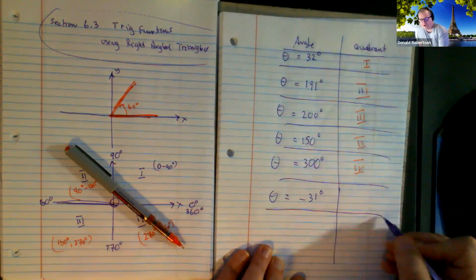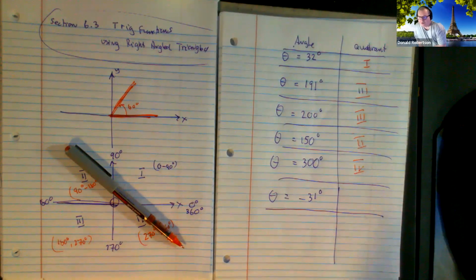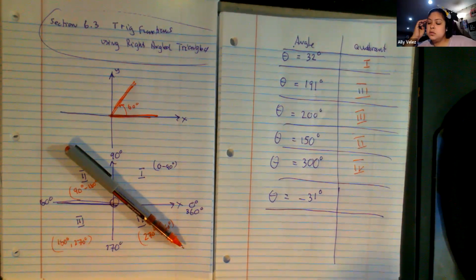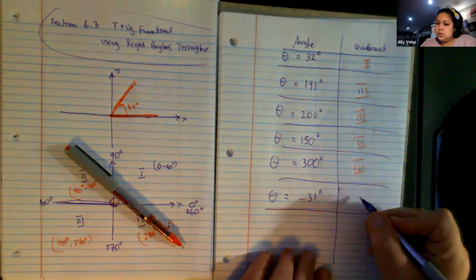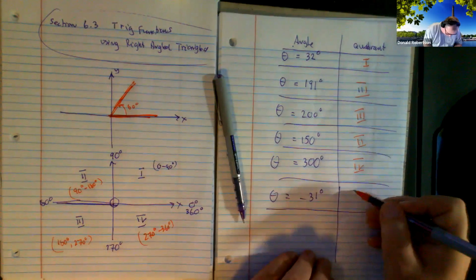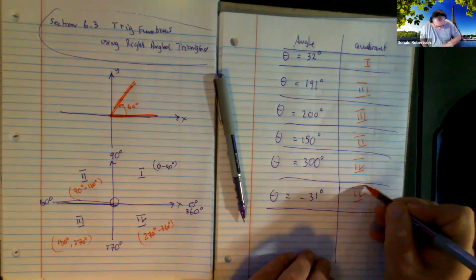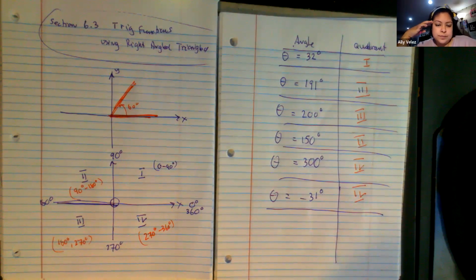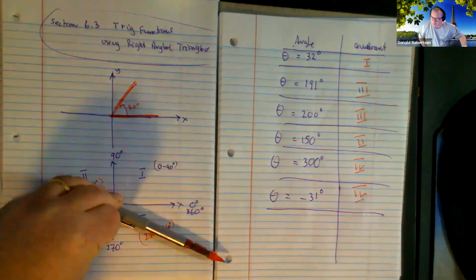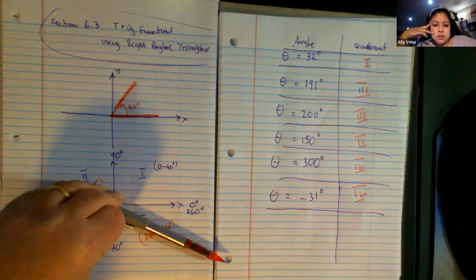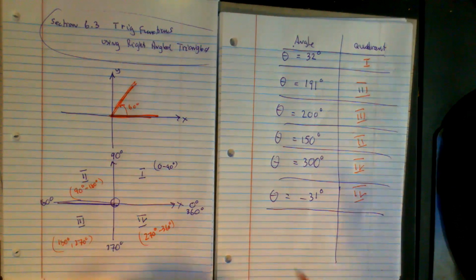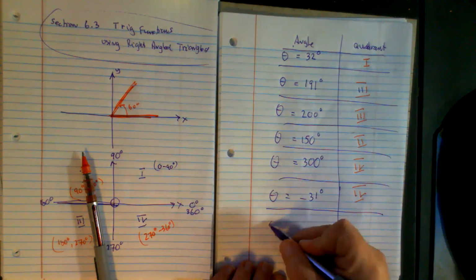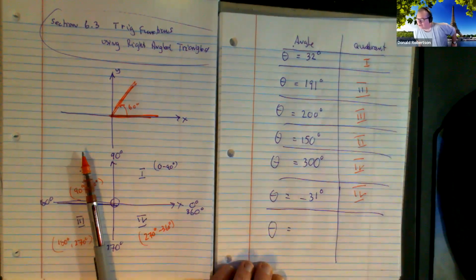What quadrant would negative 31 degrees be in? 4. I like your answer because it's correct. How did you come to that conclusion? Just go the opposite way. So you went down here about 31 degrees and you saw it was in the fourth quadrant? Yeah. The other way is if you add 360 degrees to it. Yeah, that's also a good way of looking at it.